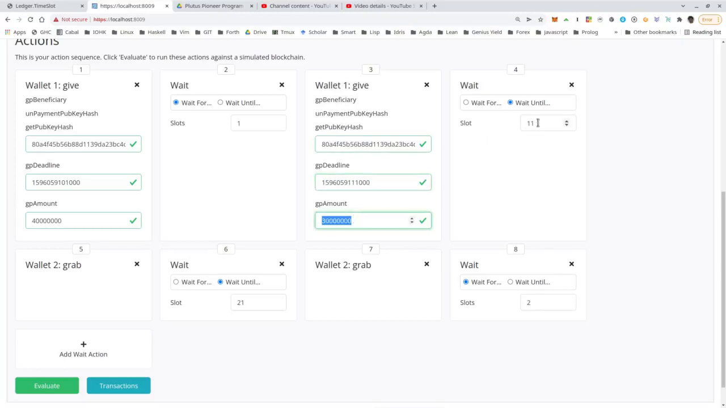Now we wait until slot 11. So the first deadline has passed, but the second hasn't. So wallet 2 does a grab, and if all goes well, then it should be able to retrieve this first gift, but not yet the second. Then we wait until slot 21, and wallet 2 does another grab, and now it should actually also be able to retrieve the second gift. And we wait for 2 more slots to be on the safe side.